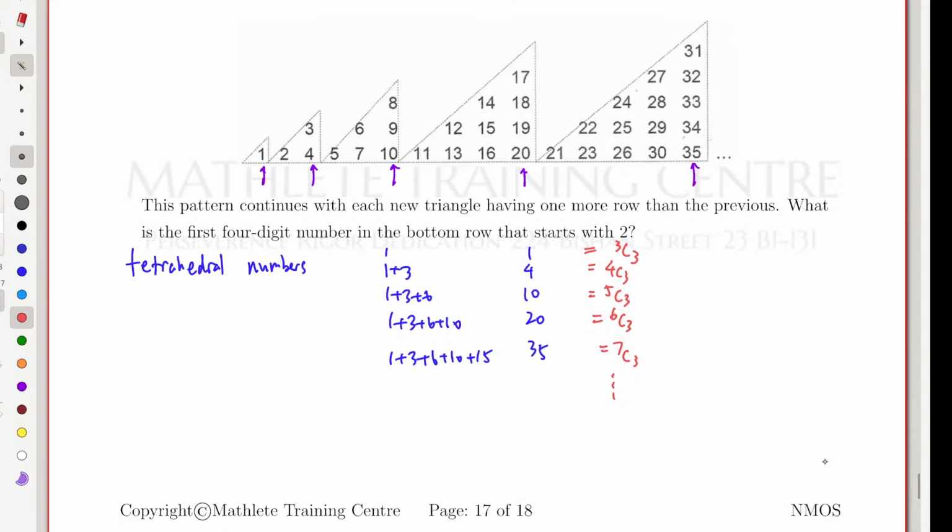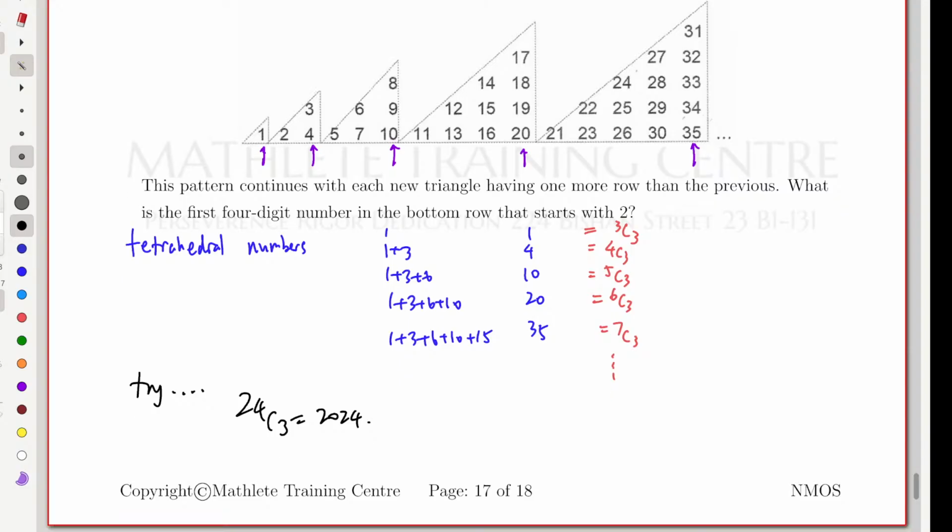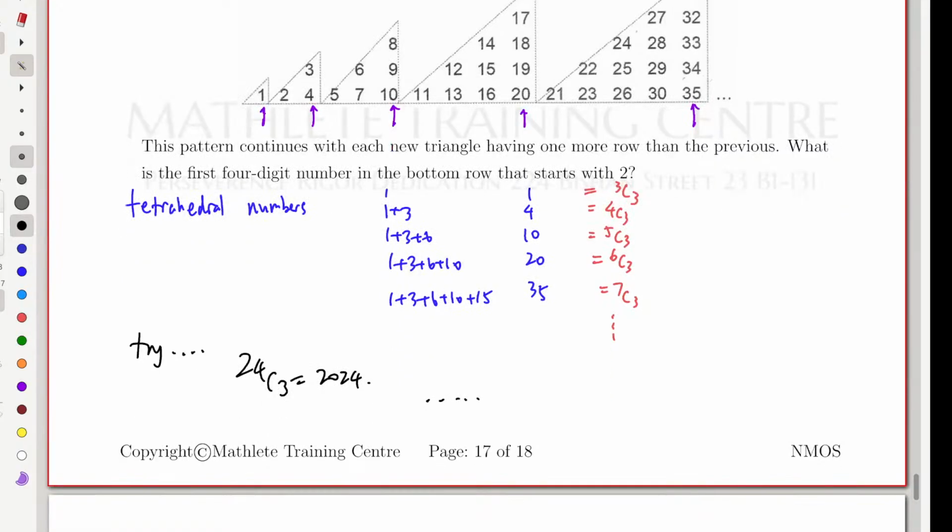Now, if you try for a while, you realize this fact. I will not show you all the steps in between. You can get 24 choose 3 is equal to 2024. You can trust me on this, okay? 24 times 23 times 22, divided by 1, divided by 2, divided by 3 is 2024. So that means at some point, there will be a triangle where the bottom right number is 2024. So will this be the first four-digit number that starts with 2?